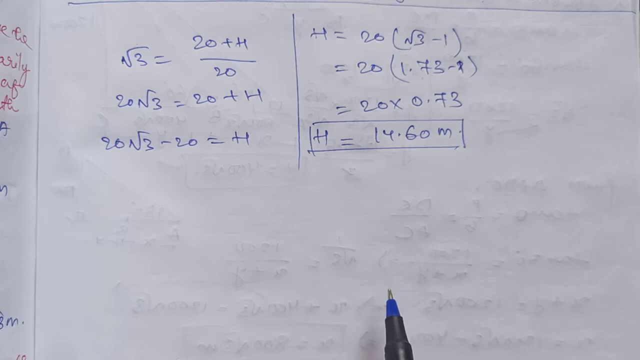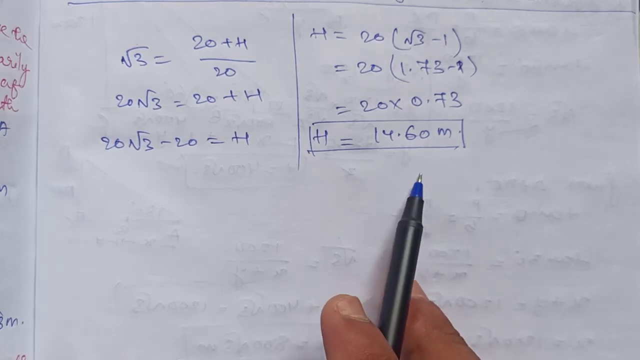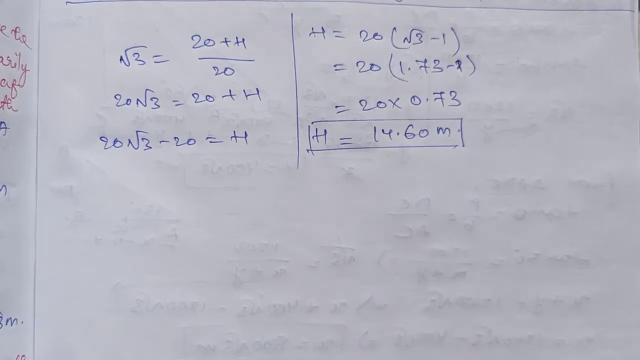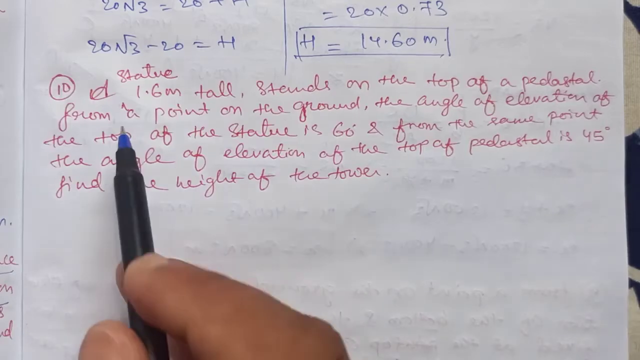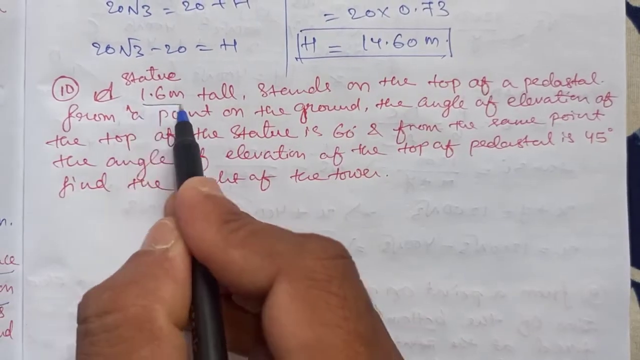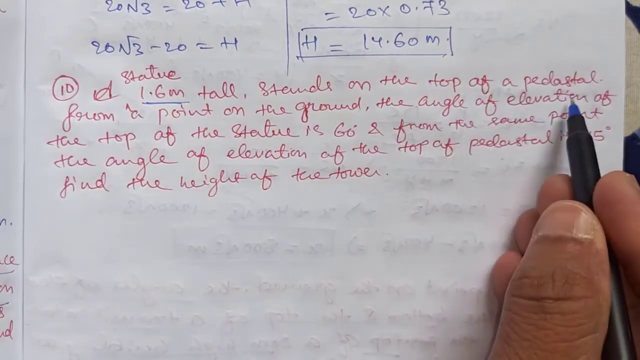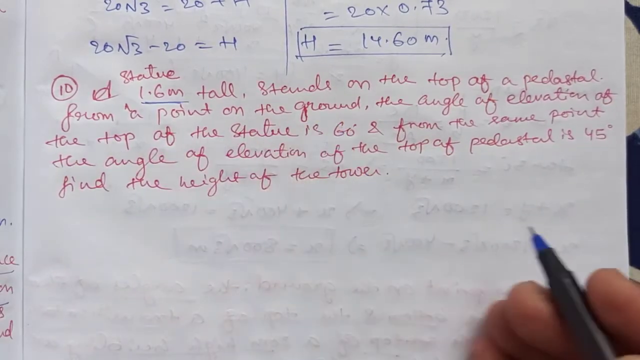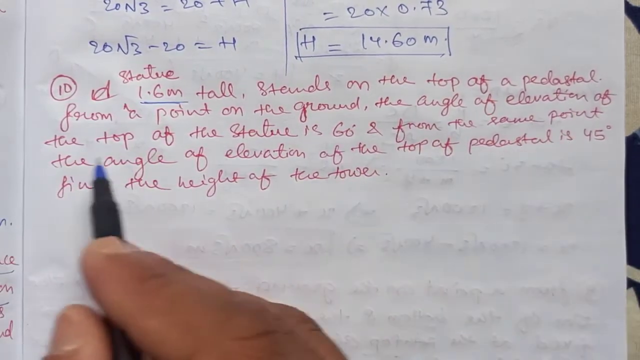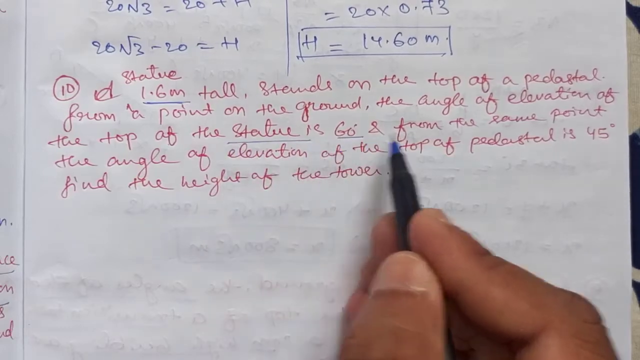So draw the diagram carefully, then only you will be able to get the answer properly. Okay, next question. Question number 10. In question number 10 it is given, a statue 1.6 meter tall stands on the top of the pedestal. From a point on the ground, the angle of elevation of the top of the statue is 60 degree.